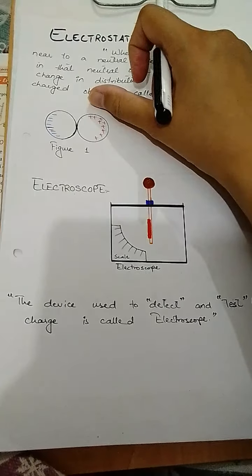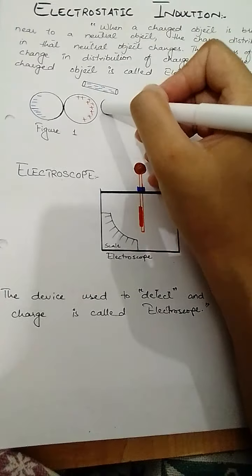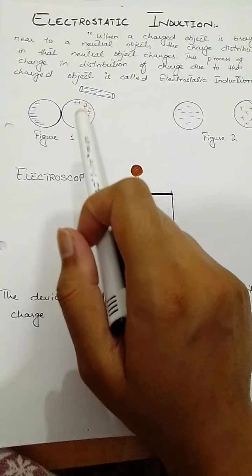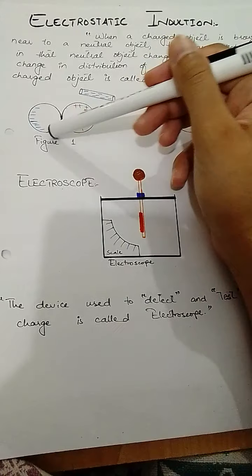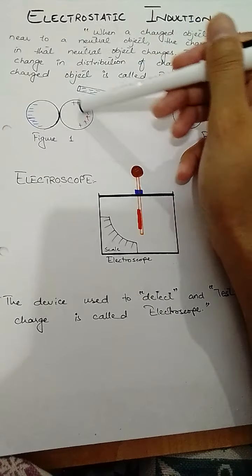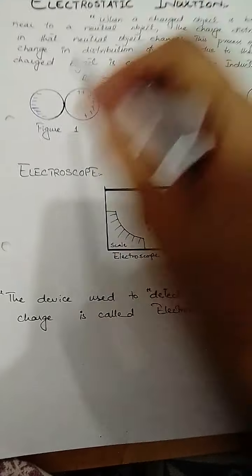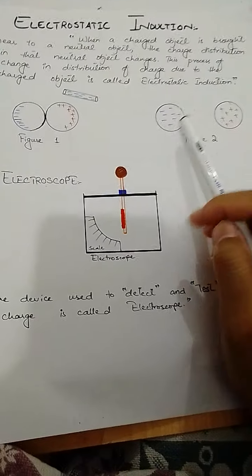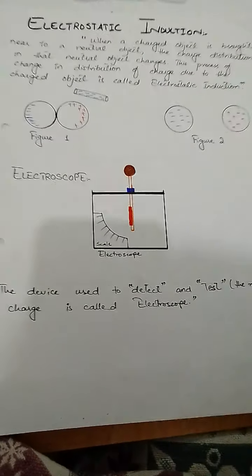But when we brought this rod over here, their electrical distribution got changed. On one side we can see the electrons have resided, and on the other side the positive charges have resided. And when we separate these balls, we see that this ball gets negative charge and this ball gets positive charge.